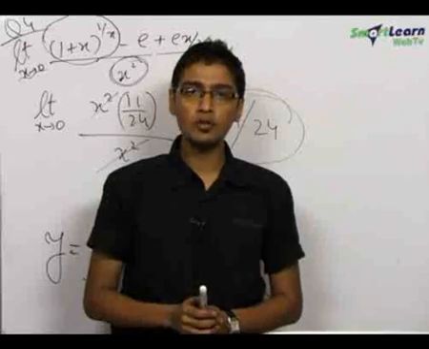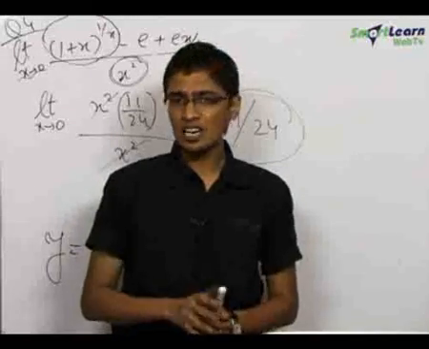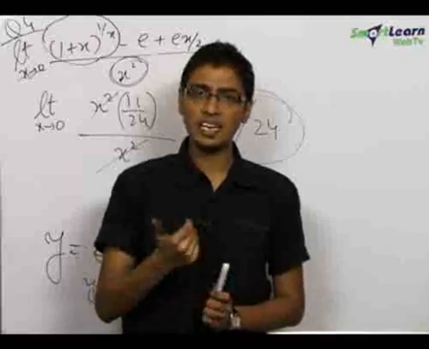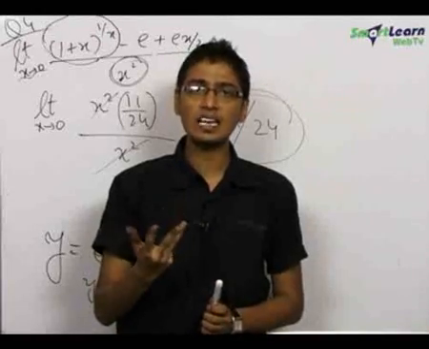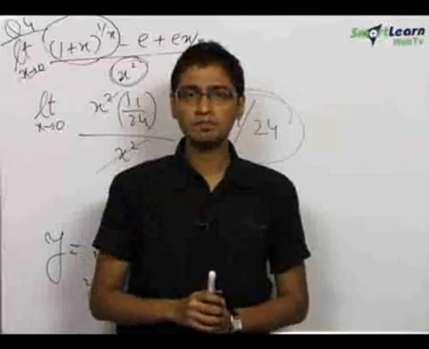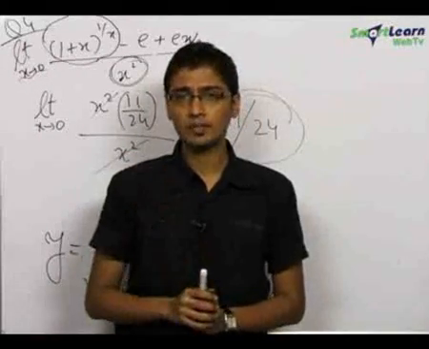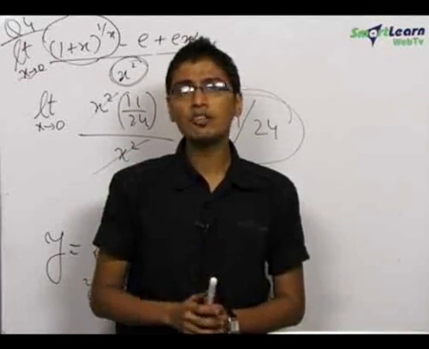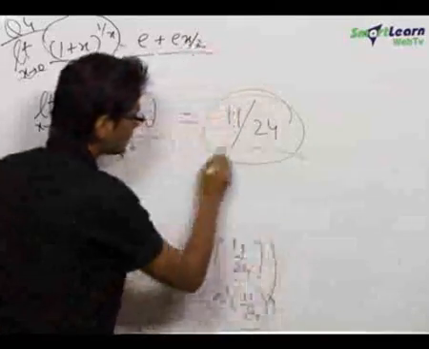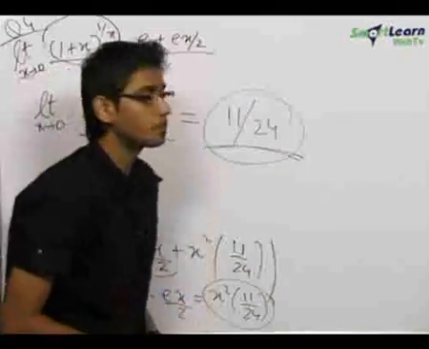So I would request all of you to try to remember these expansions. They are not difficult. They are a bit confusing because there are a lot of expansions of sin x, cos x, tan x, e power x, ln of 1 plus x. They are a bit confusing because they are all similar types of expansions, but they are not difficult. So if possible, I would request all of you to remember these expansions. And the final answer of this problem is 11 by 24.